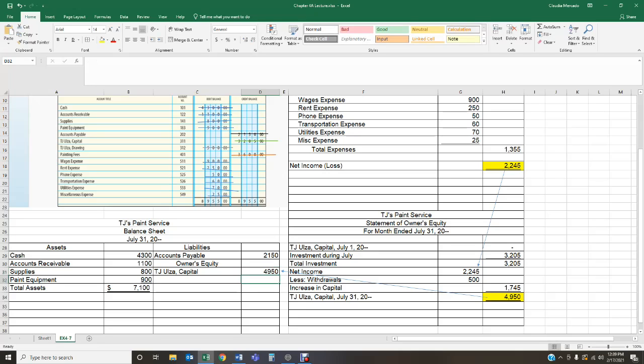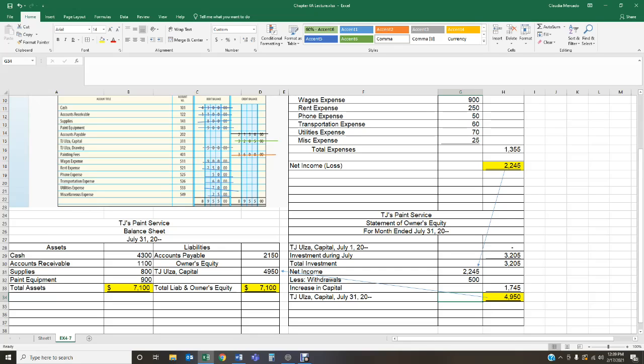And now I can get my total liabilities and owner's equity. We're going to add those together, your liabilities and your capital. And that gives me $7,100. Remember, your total assets need to equal your total liabilities and equity. If they do not equal, then you made a mistake somewhere. You need to go back and figure out what the error is.